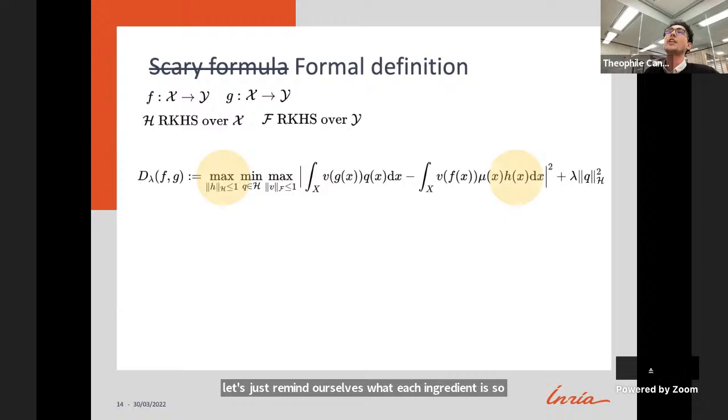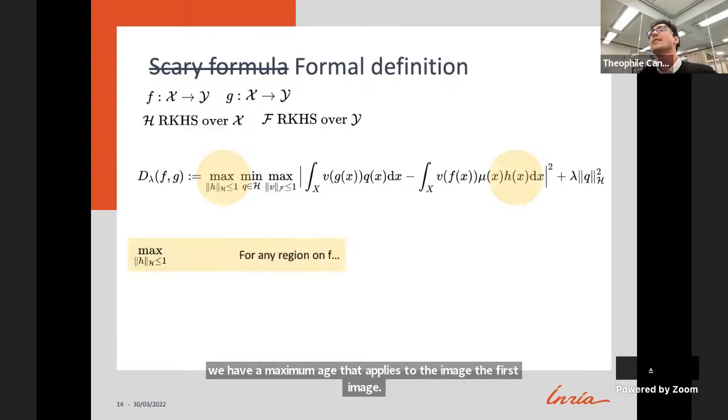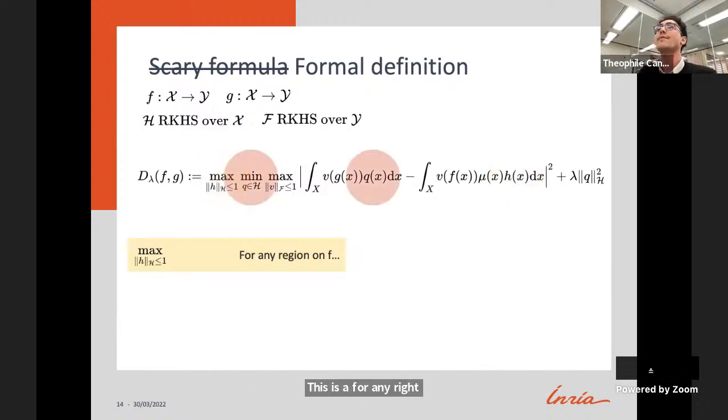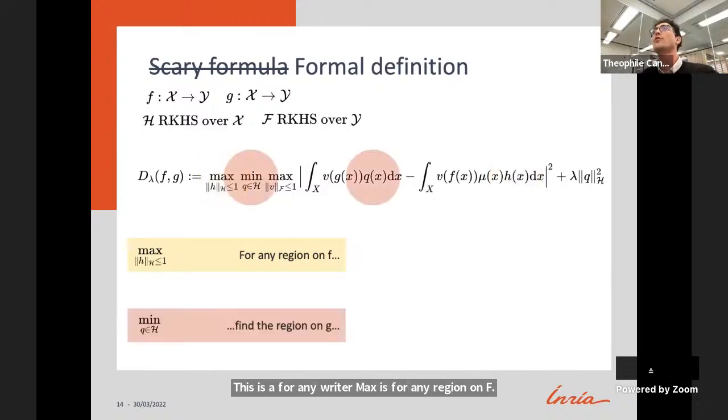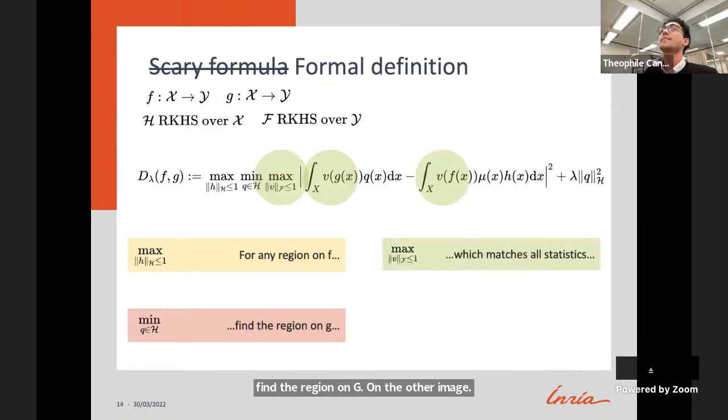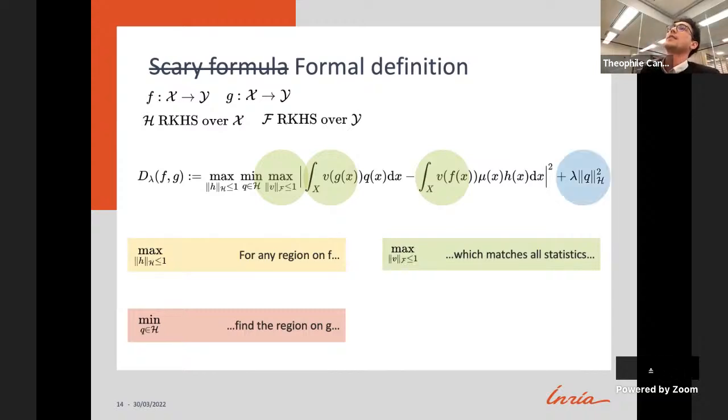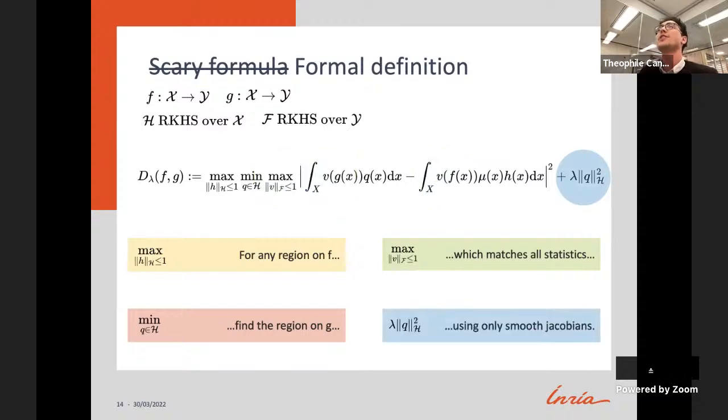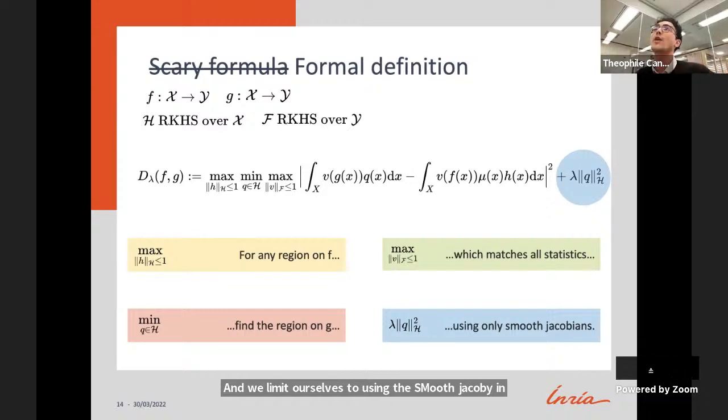We have a max over h that applies to the f image, the first image. A max is a 4NE region on f. Then we have the min over q. We find the region on g, on the other image, such that for all v, the quantities are close. Which means that we match all the statistics or all the moments of the pixels. And we limit ourselves to using only smooth Jacobian terms because we're going to regularize. So this is just Tikhonov regularization. That's the formal definition.